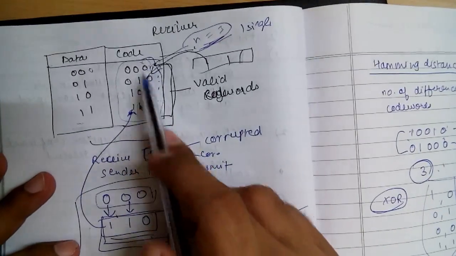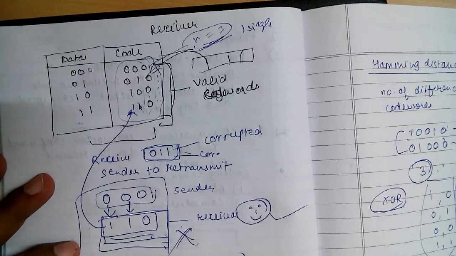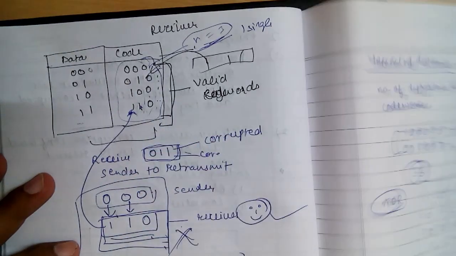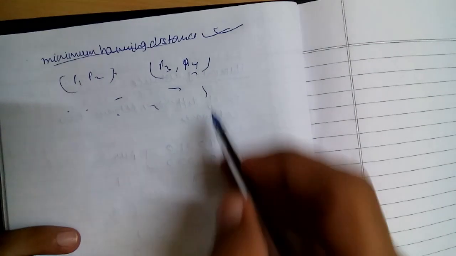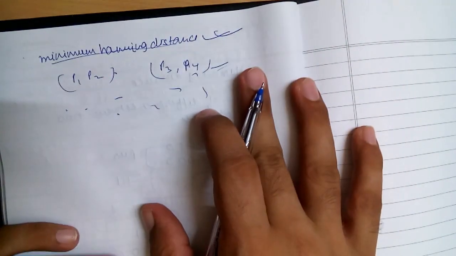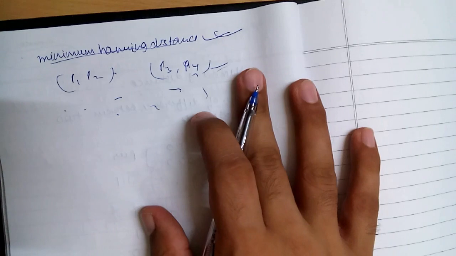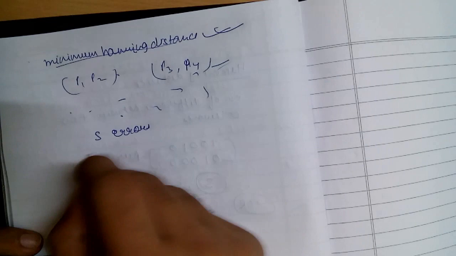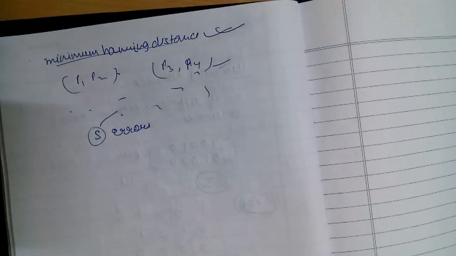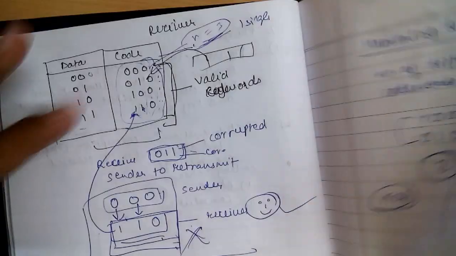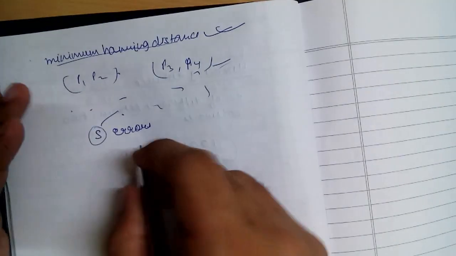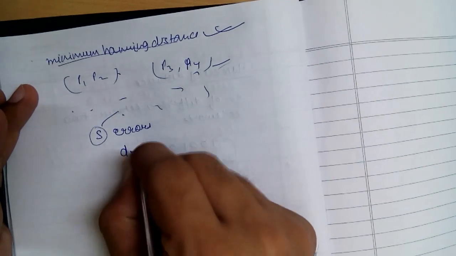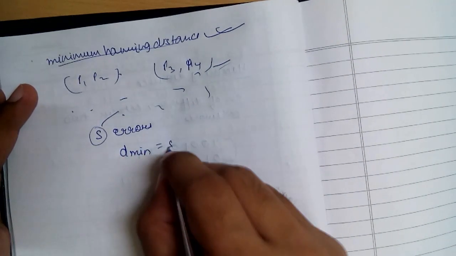So now, to answer our question of how many bits I need to add to detect, say, one bit of error, we use the concept of minimum Hamming distance. Say we want to find s bits of errors. The block code we design for it should have d minimum, that is, minimum Hamming distance, equal to s plus 1.